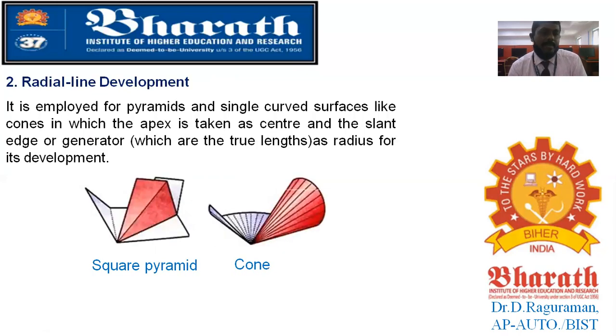And the radial line development is employed for pyramids and single curved surfaces like cones, in which the apex is taken as the center and the slant edge or generator, which is the true length, is taken as the radius for the development. So you will take the true length of the slant edge. If you draw the circle of the base, take the extreme point on the circle, and from the center to that point draw the slant edge, that is what gives you the true slant line. Whenever you see a problem, you will understand it.